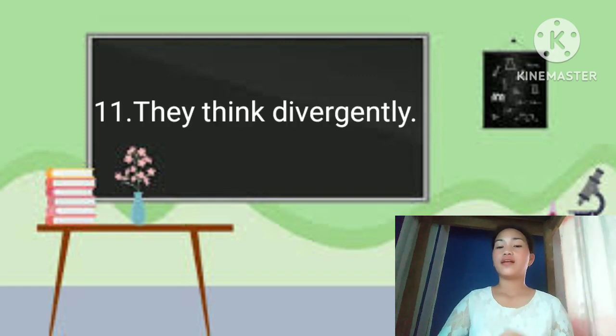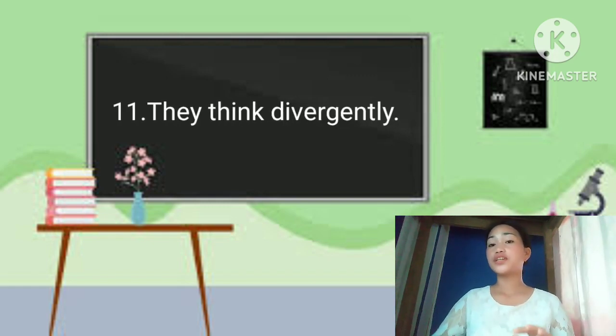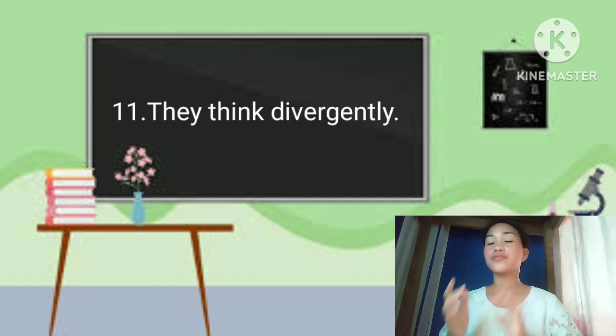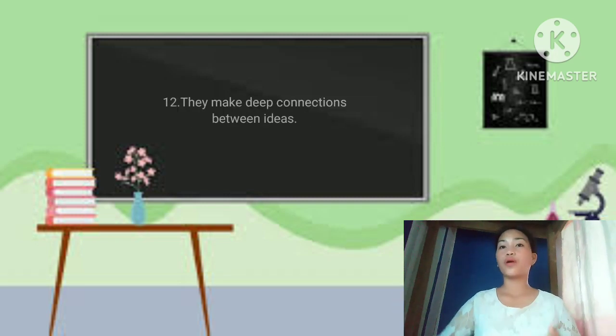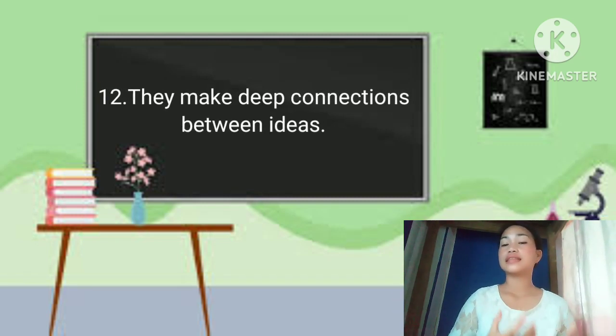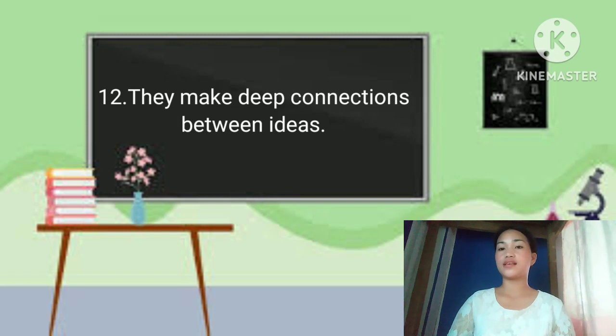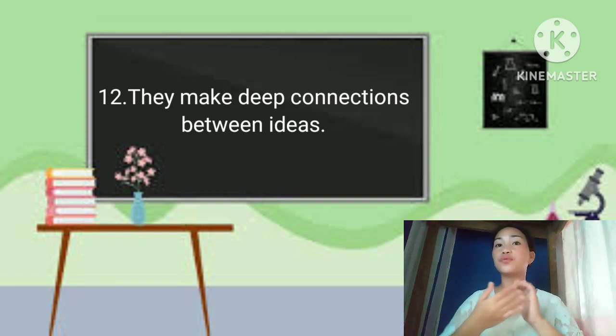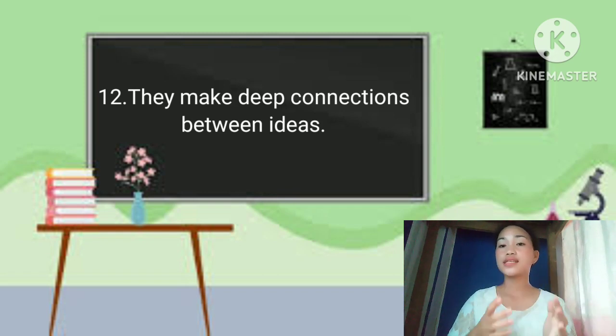Number 11, they think divergently. So here it is thinking outside the box by thinking differently about the box. Number 12, they make deep connections between ideas. So for example, concept mapping. It is a useful way to help students see the relationships between ideas.